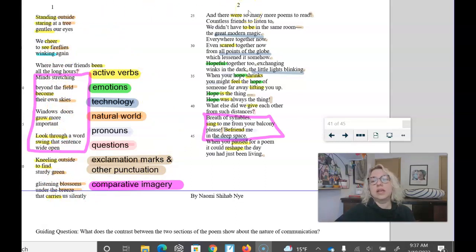And in the second part, the verbs are more about being, like were, to be, is, was. We've got some more specific verbs that show a particular action, like scared, shrinks. But shrinks is related to hope, so it's not an action necessarily that we can see. It's a little bit more figurative. Lifting is also what hope is doing. Is, was, more to be verbs. Give is a specific verb. Sing, befriend, pause, reshape. They get more specific towards the end.